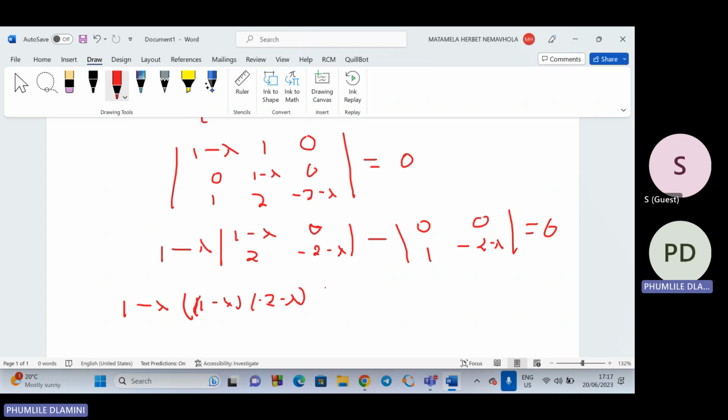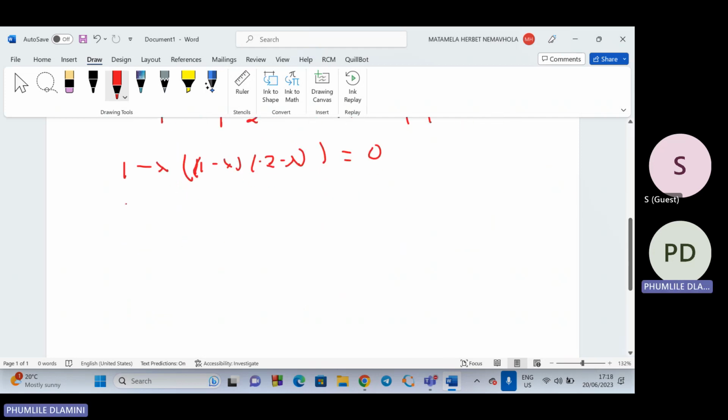This one is going to be 0, and here also is going to be 0. We're going to say it equals 0. Then when we multiply here, you will see we have 1 minus lambda. We can make it squared because we have 1 minus lambda squared over minus 2 minus lambda. So our focus here will be on the one with the square. So the answer here is that our lambda is equal to 1.